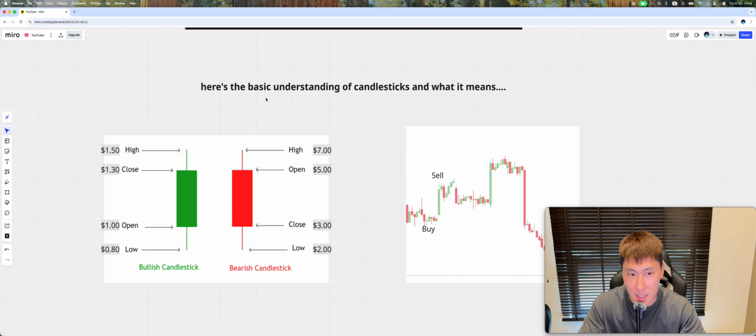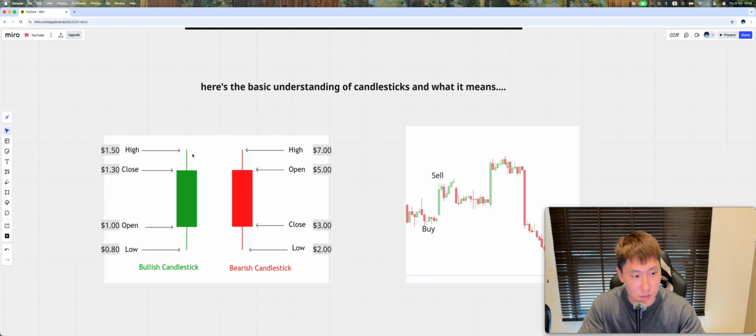We want to talk about the basic understanding of candlesticks because this video is for those who are about to get started. If you are already a veteran in trading, you can probably skip to the later part of the video. So let's just go through it really quick. There are two types of candlesticks. The green candlestick means it's bullish, and the red candlestick means that it's bearish.